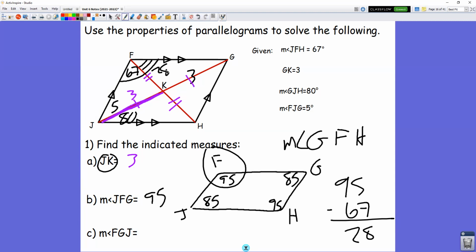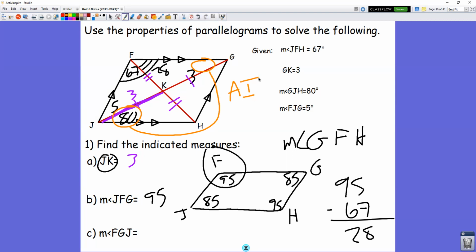And so there's an extension of question 1B. If I asked you for one of the smaller pieces, you could use the 67 to help you find that 28. All right, so let's finish this out here. The measure of angle FGJ. So FGJ is this angle right here, this angle way up here in orange. It is going to match with the 80 that I circled. This is a pair of alternate interior angles.